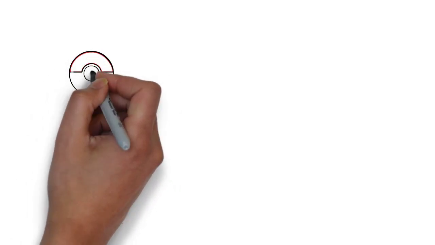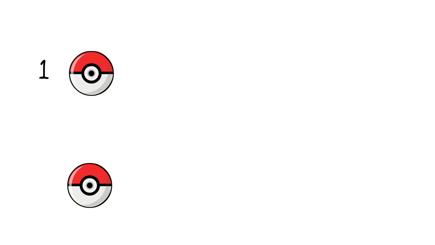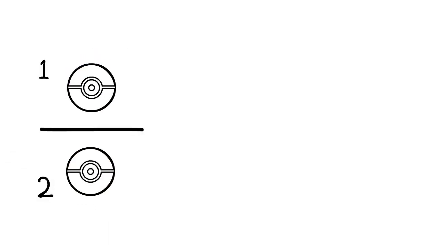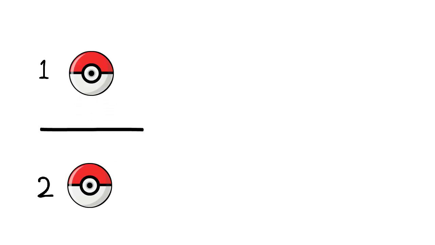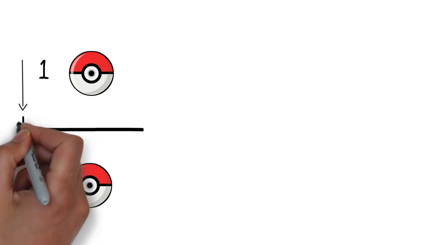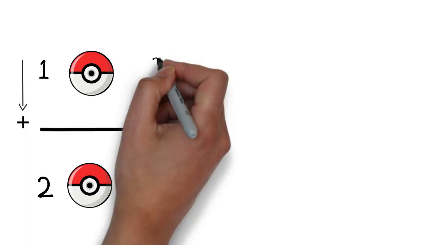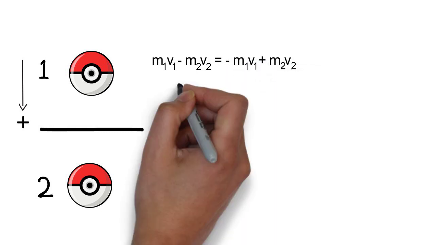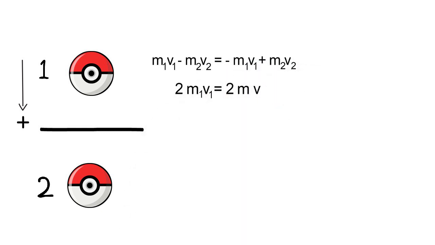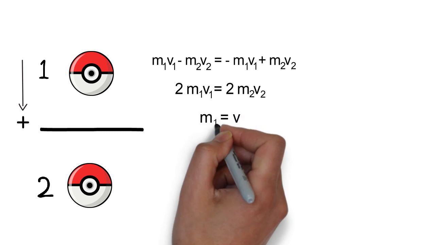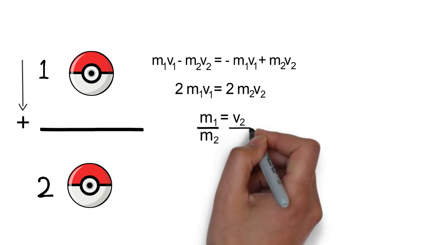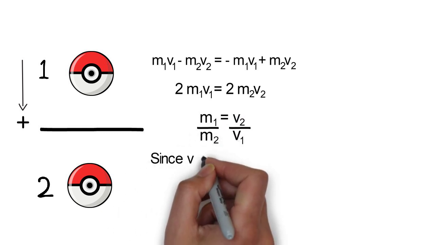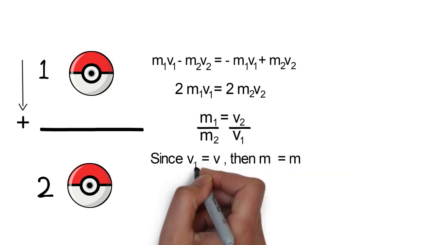The first one is we have two balls moving towards each other with the exact same speed. And once they collide, they move away from each other with the same speed. So what can we say about the masses of the two balls? Well, if we look at momentum conservation, we realize there's a ratio between the masses and the velocities. And in this case, since the speeds are both the same, the masses must both be the same.